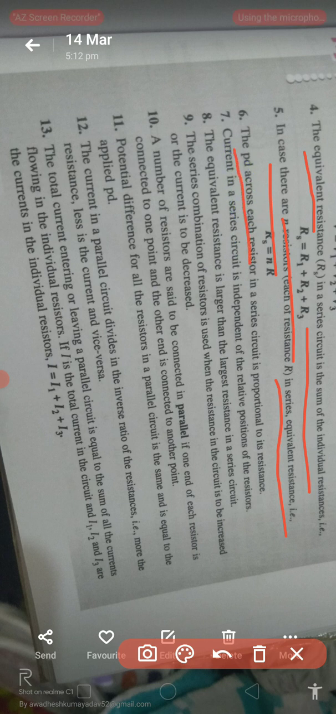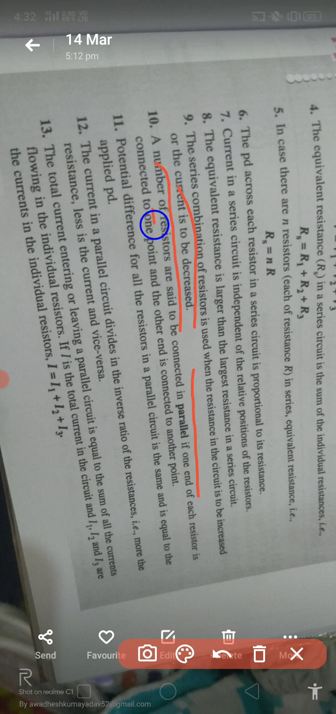PD across each resistance in the series circuit is proportional to each resistance. Current in the series circuit is independent of the value of the individual resistors. Equivalent resistance is larger than the largest resistance in the series. Series combination of resistances is used when resistance in the circuit is to be increased or current is to decrease.